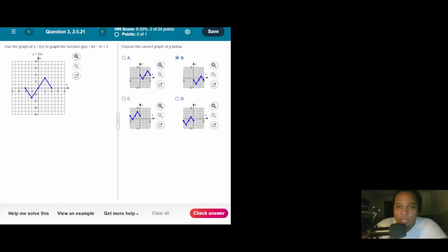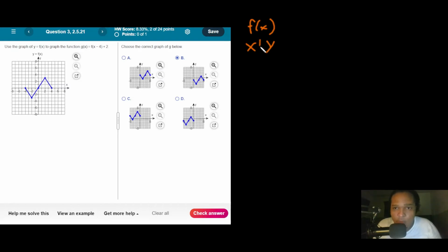Okay, so let's go ahead and look at question number 3. In question number 3, we have the original function. It's right there. We're going to get the points in like 2 seconds. We have two different things going on. We have something going on inside, a -4, and we have a +2 outside. So we're going to change the x's and the y's. So first things first, let's pick out the original function's points.